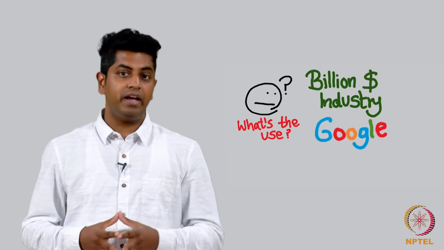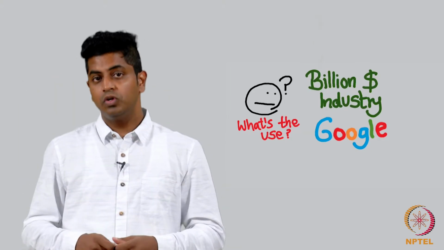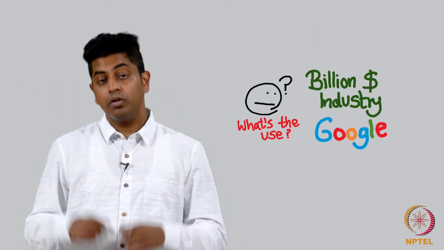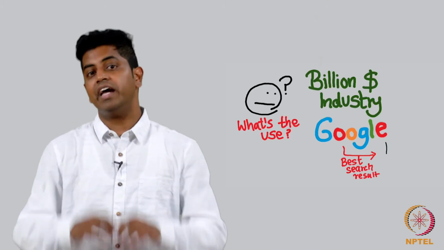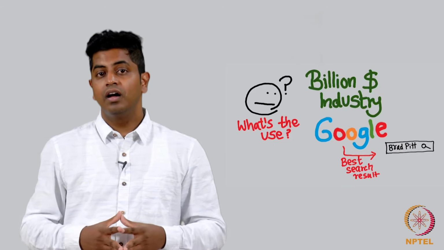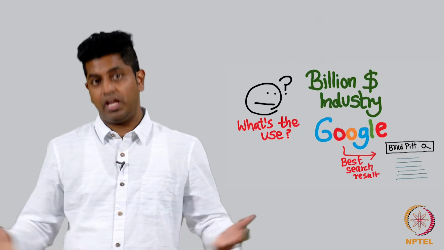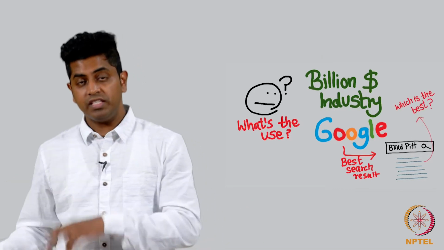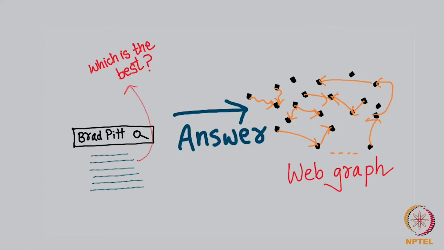So, Google basically harnessed the fact that deep within these connections is the clue to the answer to this question: how can one get the best search result? If someone types a celebrity's name, let us say Brad Pitt, there are a whole lot of pages on the internet which have the words Brad Pitt. Which is the best possible hit amongst these? The answer is in this web graph, and Google unleashed it.